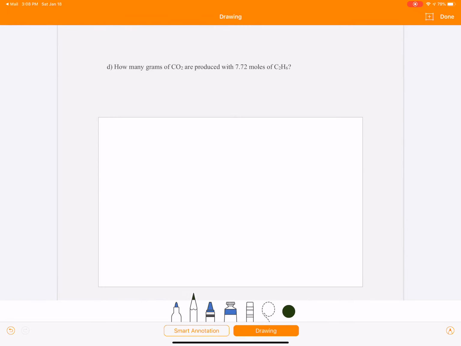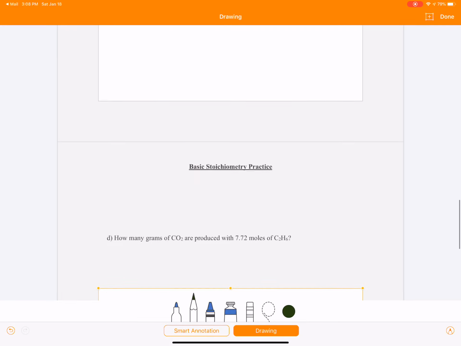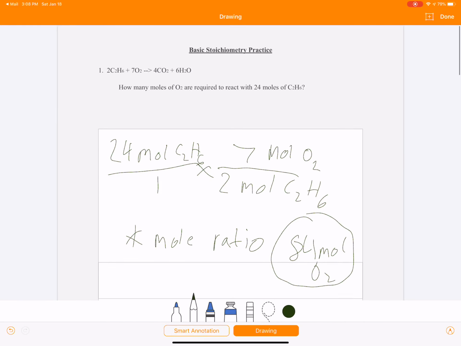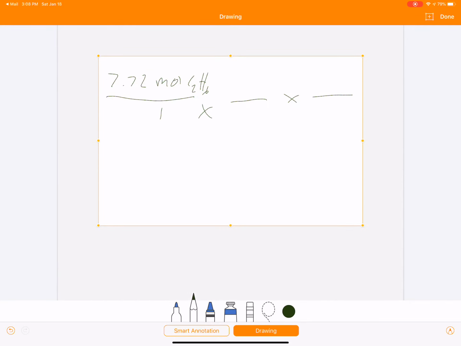Last question here. How many grams of CO2 are produced with 7.72 moles of C2H6? So, same thing here. I know this is going to take 3 steps, so I write that out. So I'm going to use the mole ratio here, except I'm going to use the ratio of C2H6 to CO2. So it's a 2 to 4 ratio per the equation. So 2 mole C2H6, 4 mole CO2. So it's just a different mole ratio.